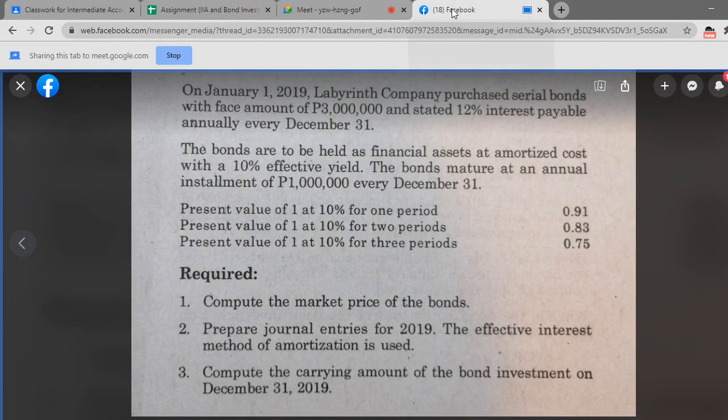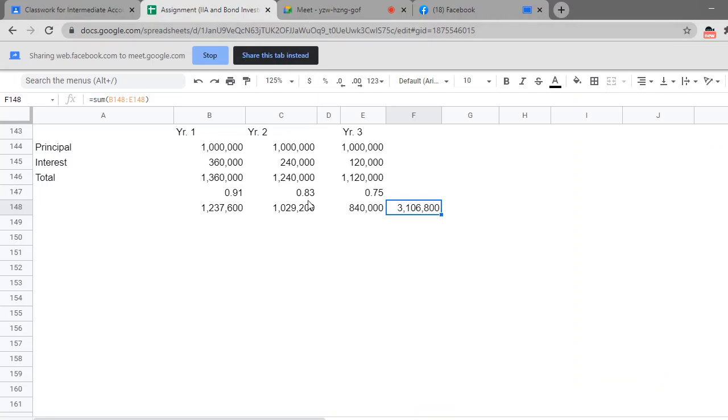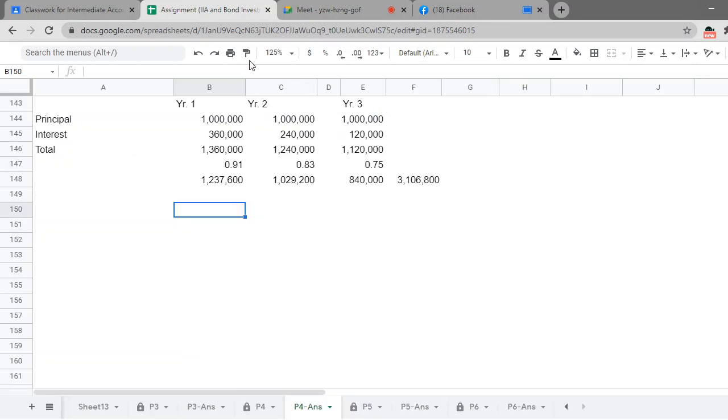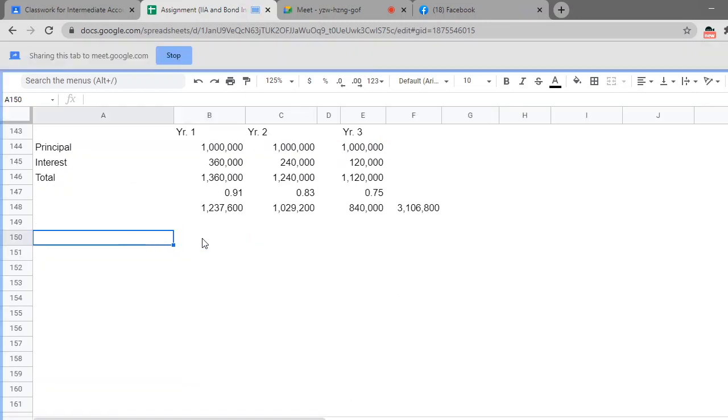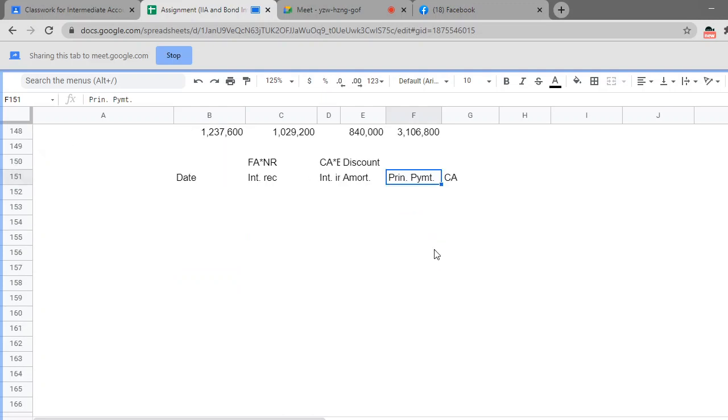3,106,000. So, padayon na ta sa ato ang requirement. You prepare journal entries for 2019 using the effective interest method and how much is the carrying amount. So I guess this time we could prepare the table of amortization. Okay, prepare tag table of amortization. And let me put it here. Ayan. So since this is serial, kaya may principal payment tayo na column.